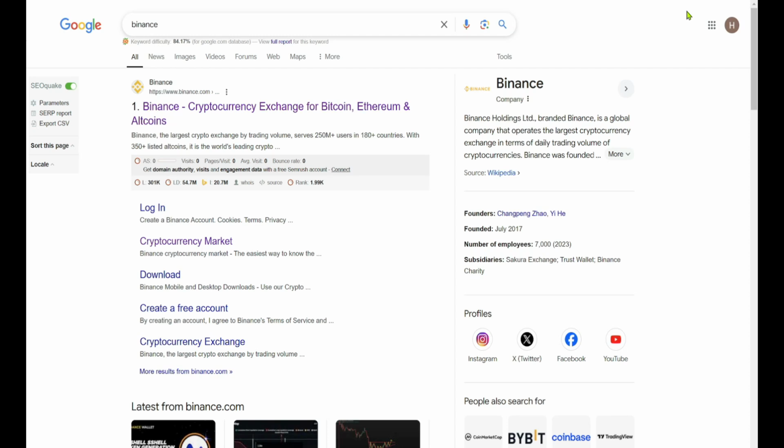Hello everyone. As I promised, today I'm telling you how to buy cryptocurrency using Binance exchange. I'm using Binance, so I want to tell you how to do that.